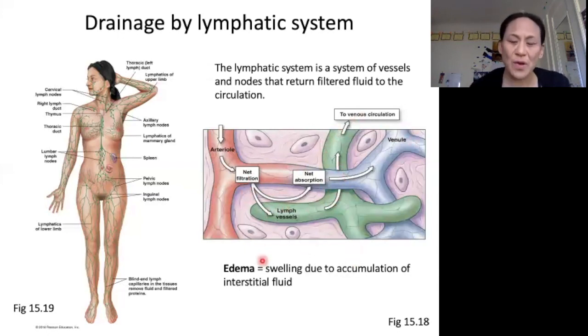Oh, and finally, I just want to point out this term, edema, which is what can happen if you accumulate fluid in the interstitial fluid. So if you are not properly draining using your lymph vessels, if your lymph vessels aren't picking up that fluid, then we end up getting a buildup of fluid in the tissues, and that gives you edema.